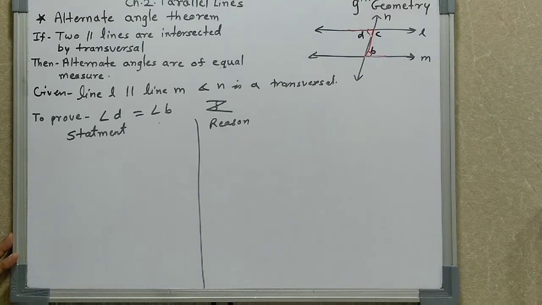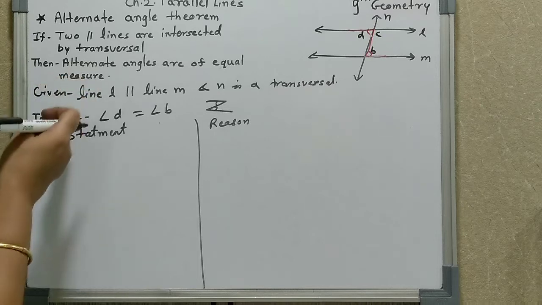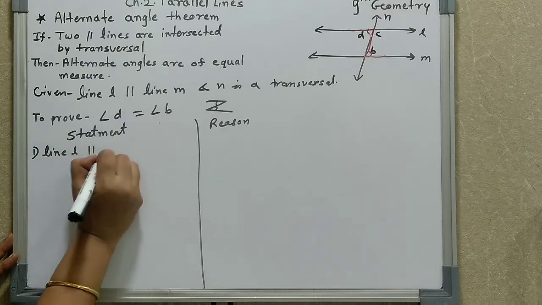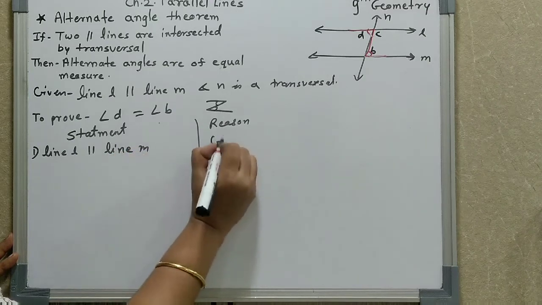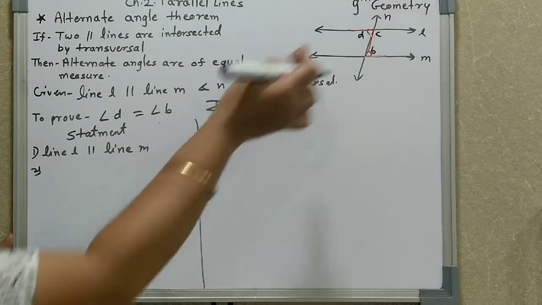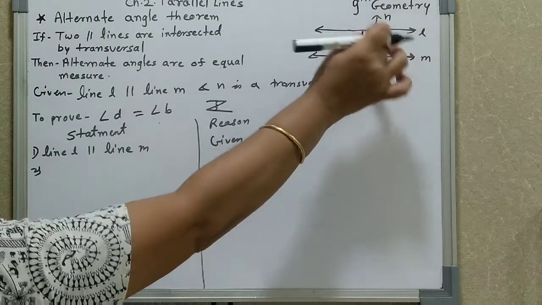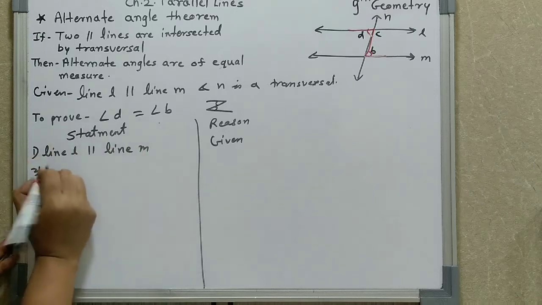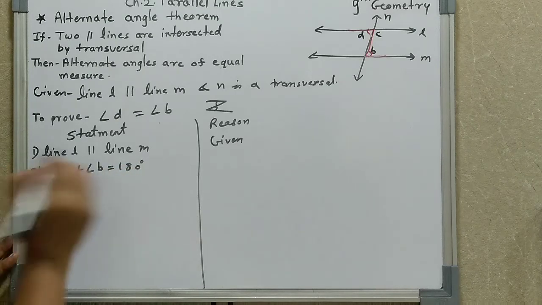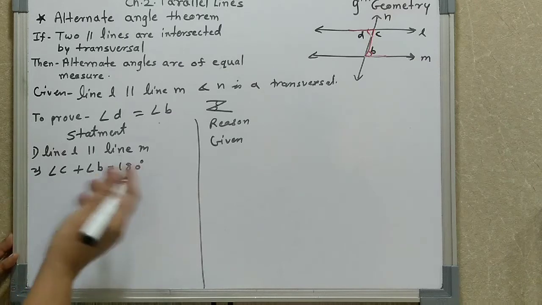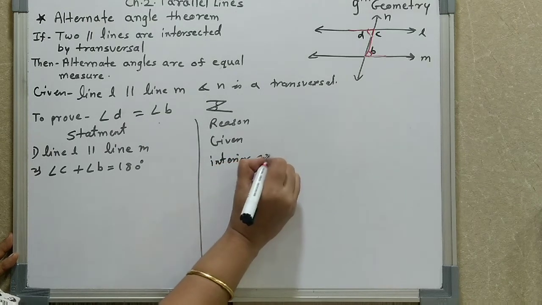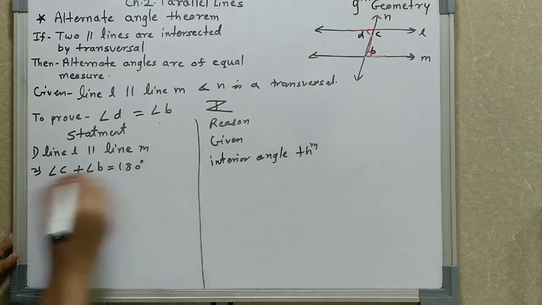So I write the first statement: line L and line M are parallel lines. This is given, so write here line L parallel to line M, and write given as the reason. Now the second statement uses the interior angle theorem. Which are the interior angles? That is the C shape, angle C and angle B. They are supplementary, so we write angle C plus angle B is equal to 180. Supplementary means the addition of these two angles is 180. We already learned this in the interior angle theorem, so write here interior angle theorem. This is our second statement.